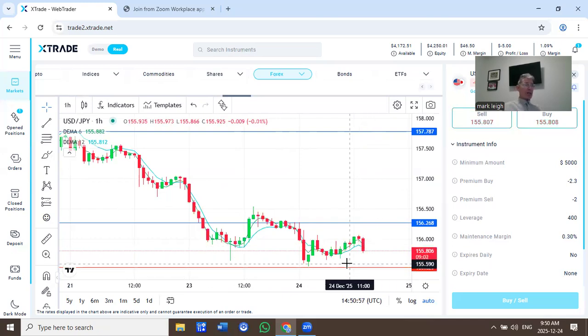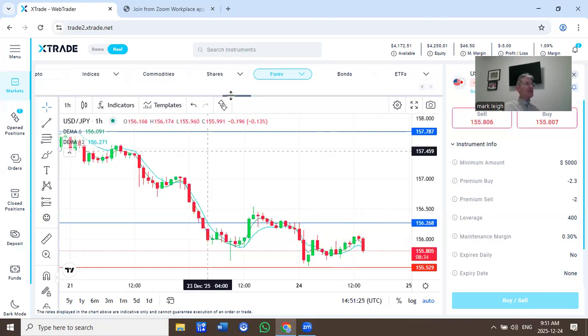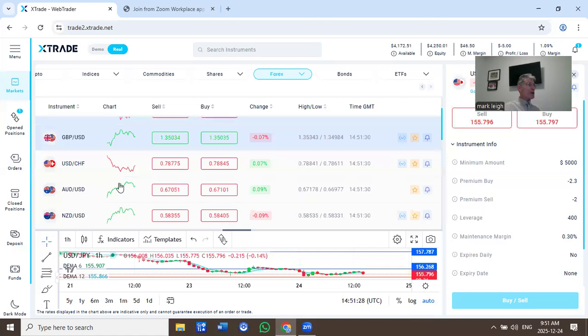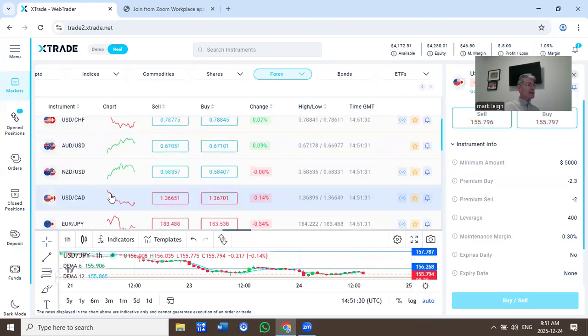If the US dollar can fight back, what I tried to do earlier, and get back on the front foot against a weak yen, buyers of US will be looking up to the 156.26 resistance level. We're now at 155.80, 156.26, a good 40 pips if the US can get back up to that intraday resistance. Let's have a look at the US against the Canadian.